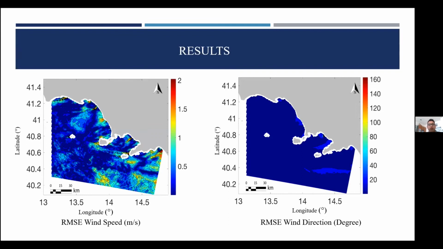Here we can see the root mean square error between the weather forecasting model and the observation from the SAR. Most of the root mean square error is less than 2 meters per second over the examined period, and in some places it is even less than 0.5 meters per second, which shows very good agreement between the SAR observation and the weather forecasting prediction. In the case of direction, the root mean square error is less than 30 degrees, which also shows good agreement with the literature.